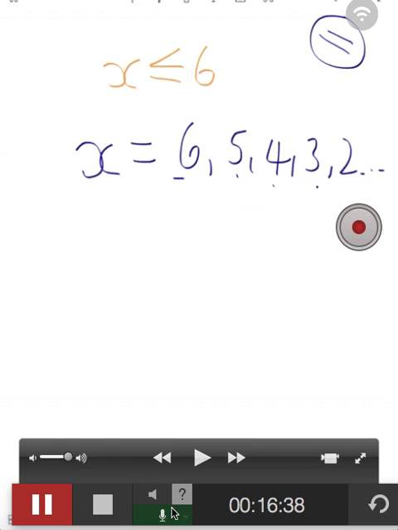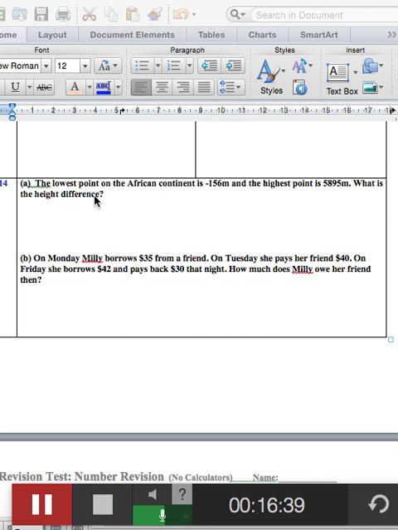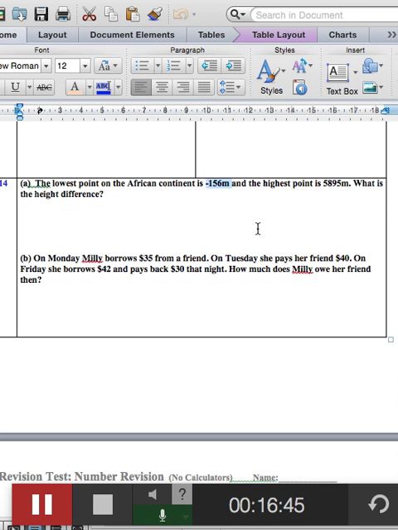All right, so with question 14a, it says the lowest point on the African continent is minus 156 meters. So that's obviously below sea level. And the highest point is 5,895 meters. What is the height difference? So that's a key word you should know. Difference means you are subtracting to find the gap in between 2 numbers. So let's just start this question.